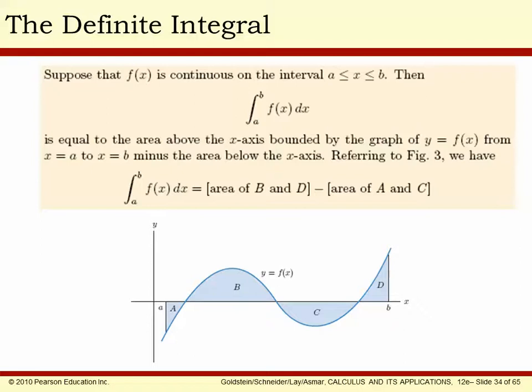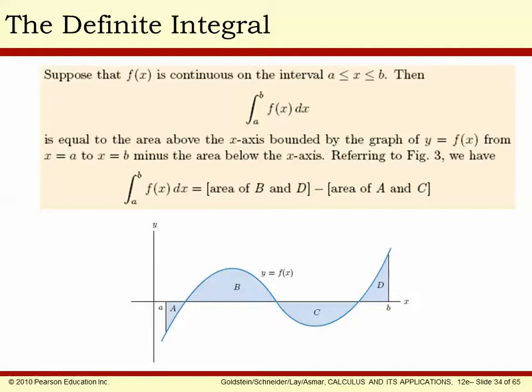So basically what we're going to do, and we're going to do an example in a second, we're going to find the area of the curve where the curve is above the x-axis. And that's going to be this term over here. Then we're going to define the area of where the curve is below the x-axis. That's going to be these two areas over here. And we're going to take the area where it's above, which is A and D, and we're going to subtract the area where it's below.